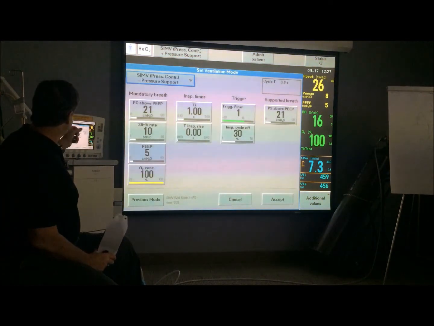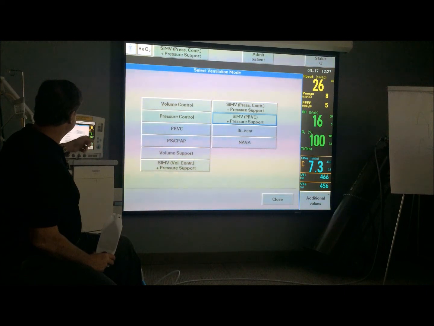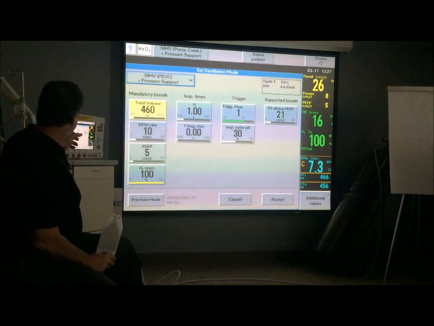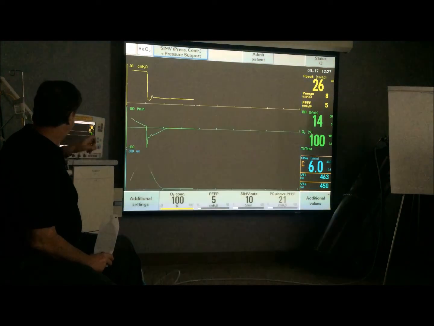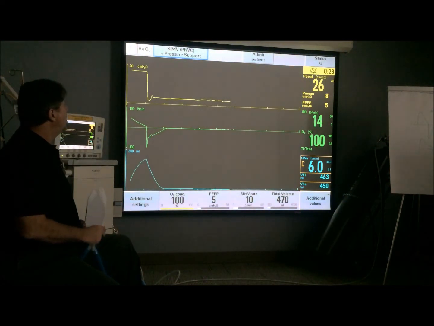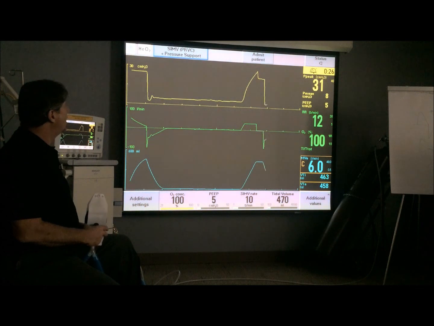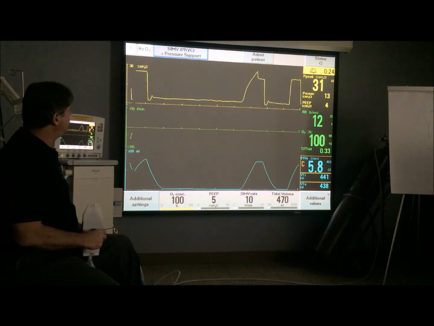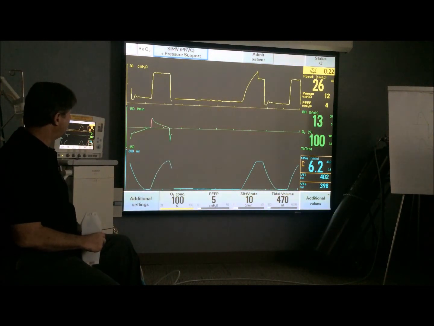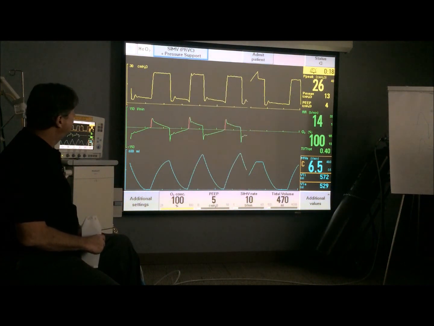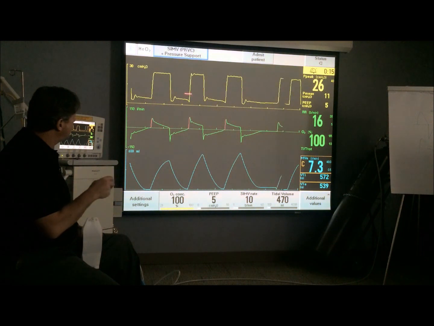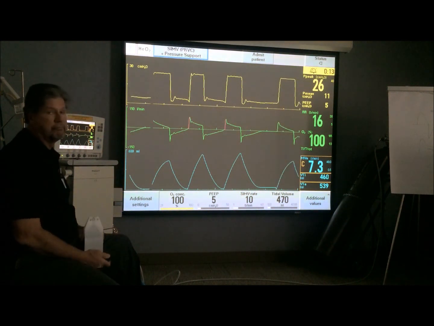And in PRVC, what do you expect the waveforms to look like? SIMV PRVC? They'll be pretty much the same. There's your mandatory breath, and there's your support breath. So if you don't look at the time, you won't be able to tell which is which.